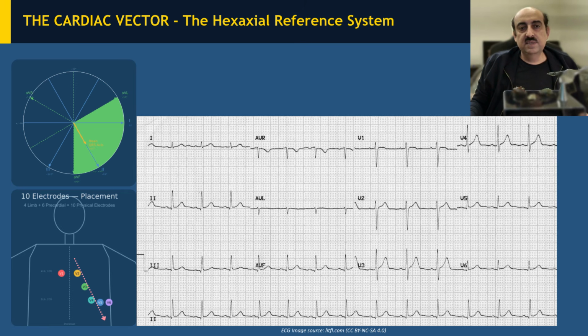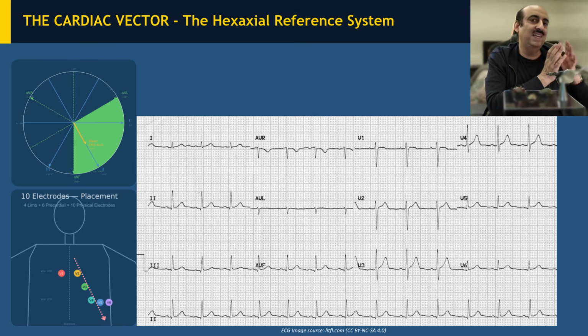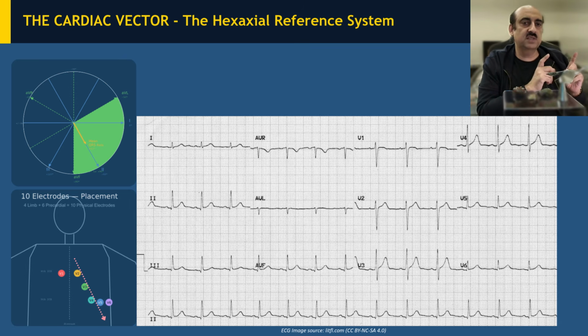Next, let us understand the cardiac vector and the relationship of different waveforms and different leads. So we have 10 electrodes, 6 chest electrodes and 4 limb electrodes, producing a 12 lead ECG. So that's one concept to understand: electrodes and leads are not the same thing.